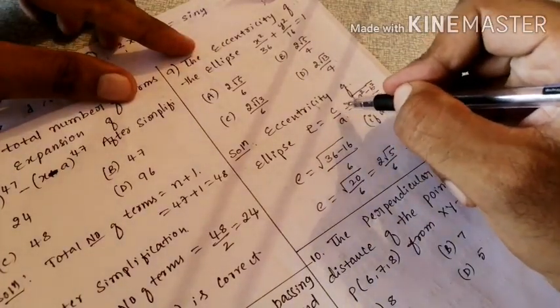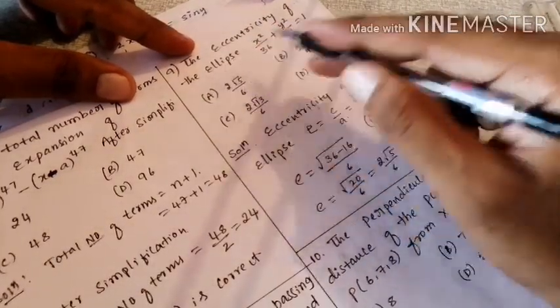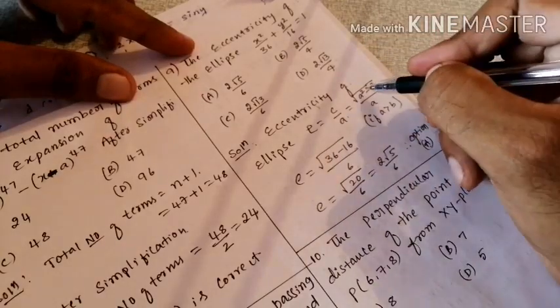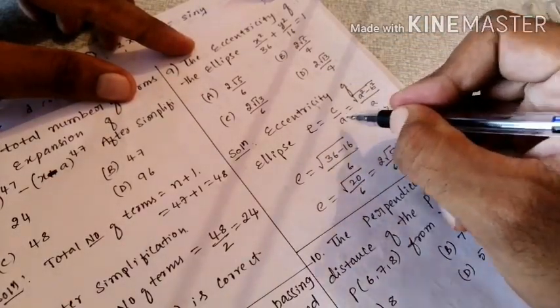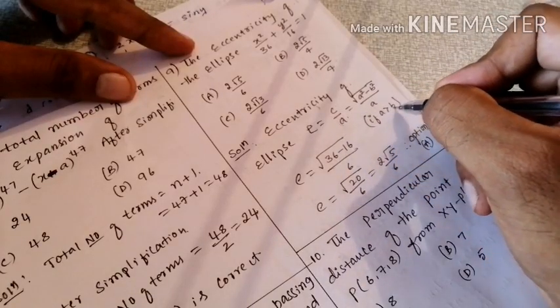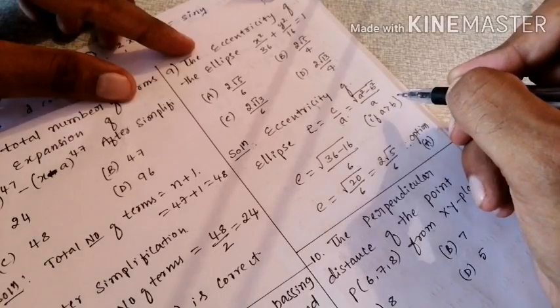Keep it in mind. C value is square root of a square minus b square in ellipse, but c value in hyperbola is a square plus b square. That is the only difference. And a will come when a is greater than b, otherwise b will come when a is less than b. That is also a condition that we should remember.